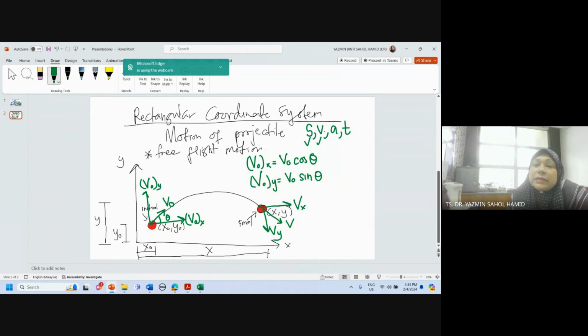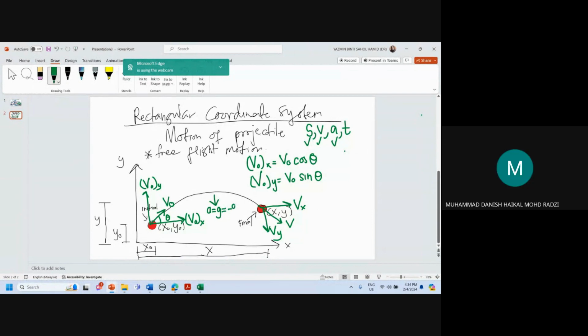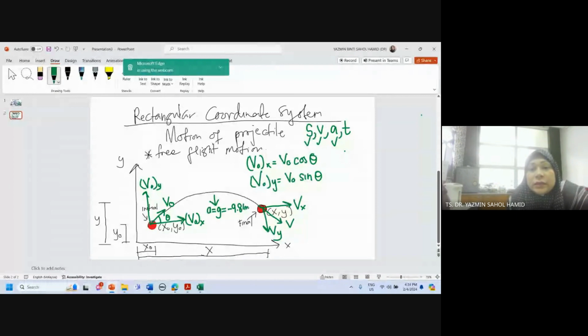Okay. The next is acceleration. Since it's a free flight motion and it drops due to gravity, the acceleration we have is in the vertical direction. So what do you think the acceleration is when something drops down? Negative 9.81 meters per second squared. So we only have acceleration in the vertical direction. Acceleration in the horizontal direction will be equal to zero. There's no acceleration in the horizontal direction.